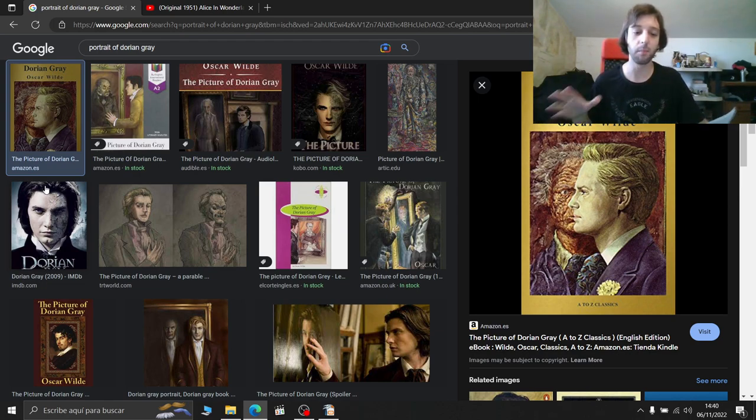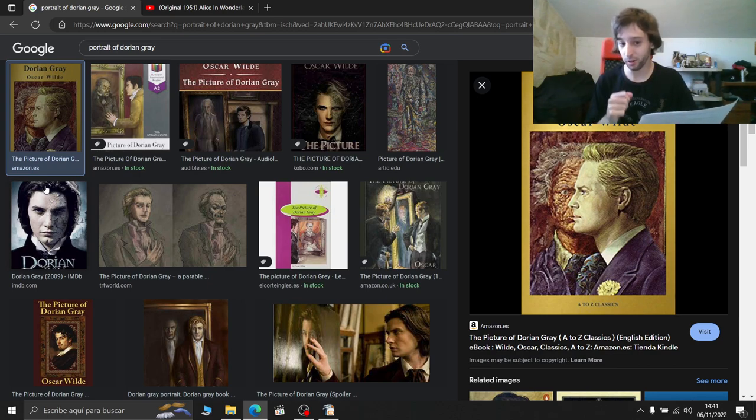He hides the portrait in a room. He gets crazy with the passing of the years about the portrait changing all the time. He doesn't want to see it, but then he sees it, and then he gets more crazy. And at the end, he kills the painter friend, he kills Basil. He destroys the body with the help of a scientist.